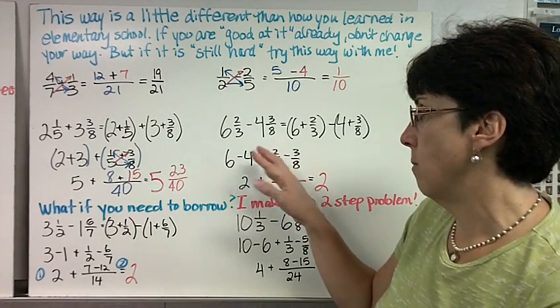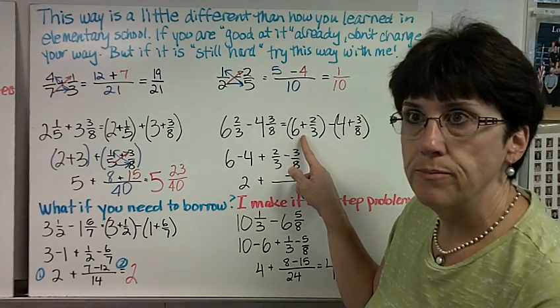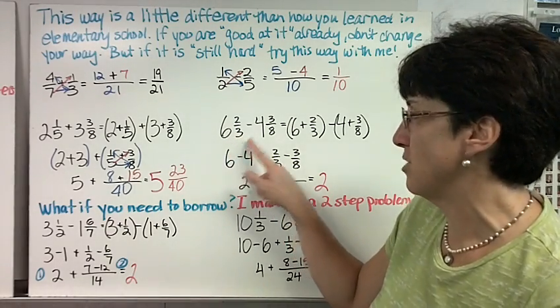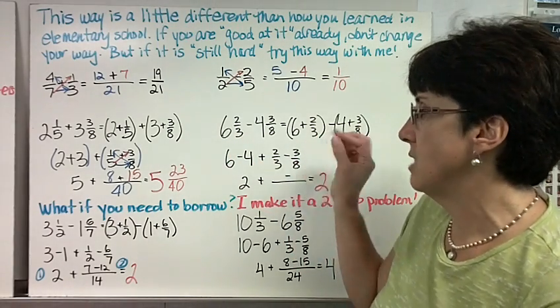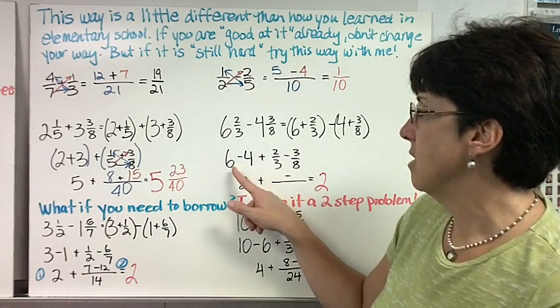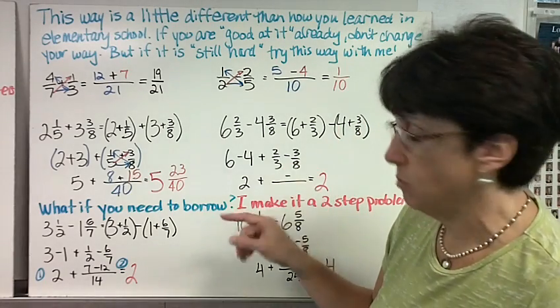You wouldn't say minus for everything, because that would be the same as saying this is 6 minus 2/3, which it isn't, okay? This is a tiny bit confusing the way I'm explaining it, but I hope it makes sense. So group your whole numbers together, subtract them. Group your fractions together and subtract them.